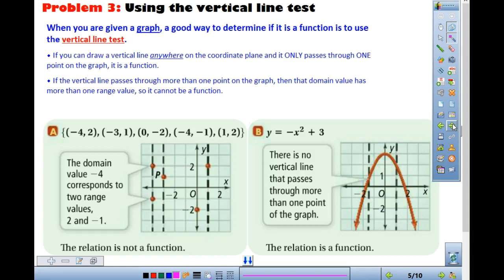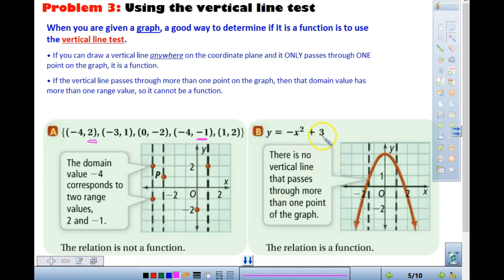So they gave us all these points, these red dots. -4, 2, -3, 1, 0. They just plotted the points. But because -4 has 2 and -1, it is not a function. Okay? Because when I input -4, I could get 2 outputs. I could get +2 and I could get -1.